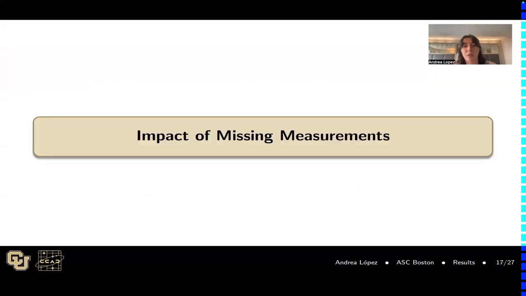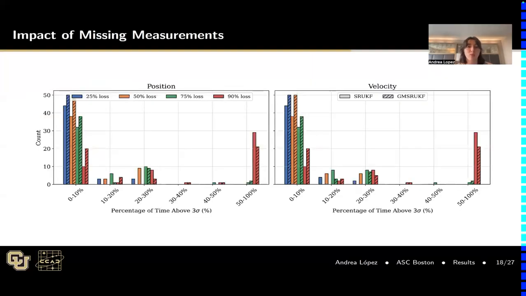So now for the impact of missing measurements, same type of plots.